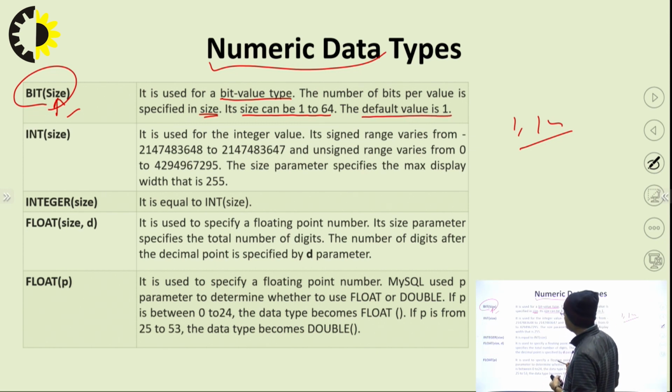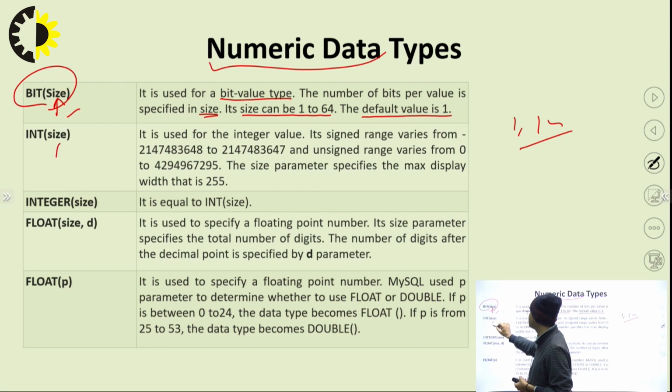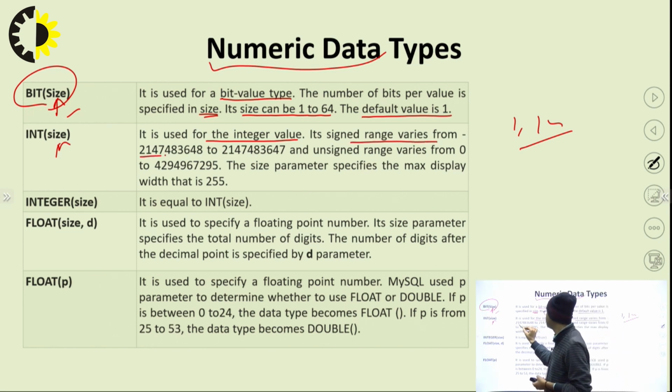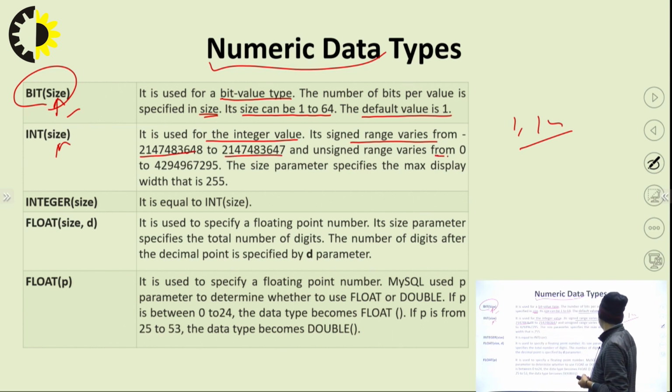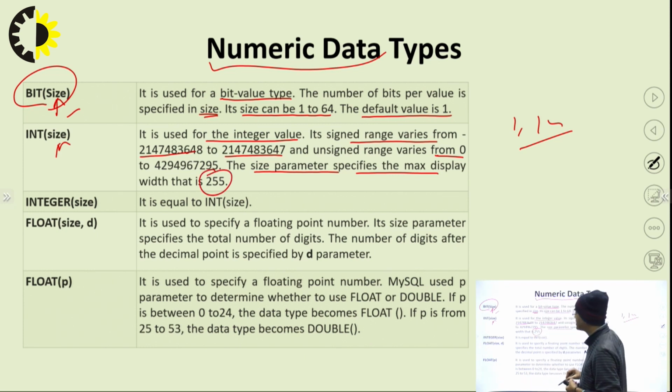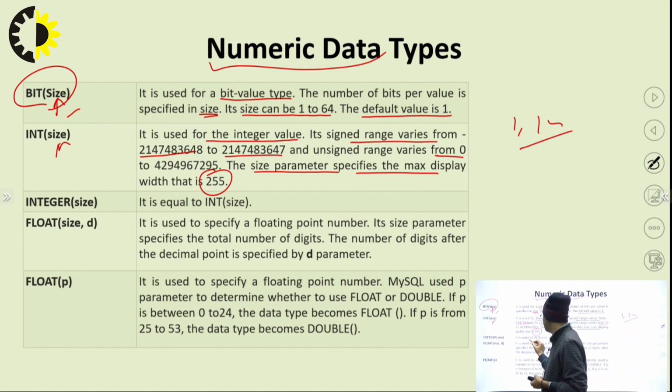The next one is INT, and for INT we have to put the size here. It is used for integer values. Its signed range varies from minus this one to plus this one, and the unsigned range varies from 0 to this one. The size parameter specifies the maximum display width, which is 255. The next one is INTEGER(size), which is the same as INT(size).